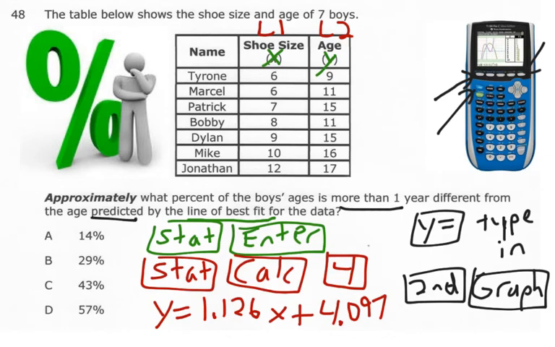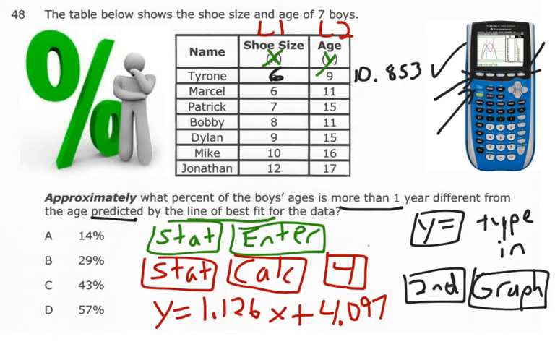So they predicted at age 6 that it should be 9. So let's see what we get for 6. If you scroll down to your x, 6 says 10.853 for the y. Is that more than 1 different than 9? Absolutely, it's 1.853 different. So we would say a check there. That one's more than 1 different.